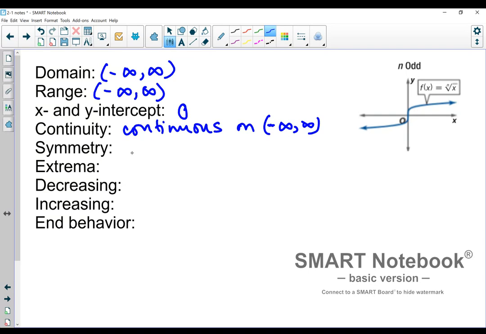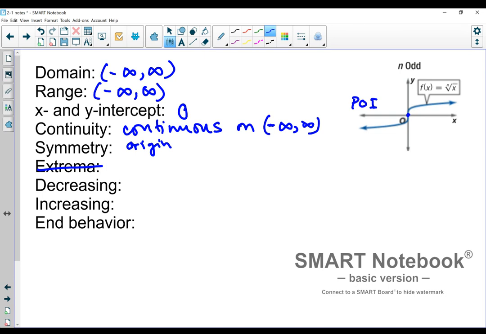I now have origin symmetry. I'm symmetrical about the origin. I don't have any extrema though. I don't have any max or min. I have this point of inflection in the middle, right? But it's not a max or a min or anything. It's just changing shape. It's not changing direction.